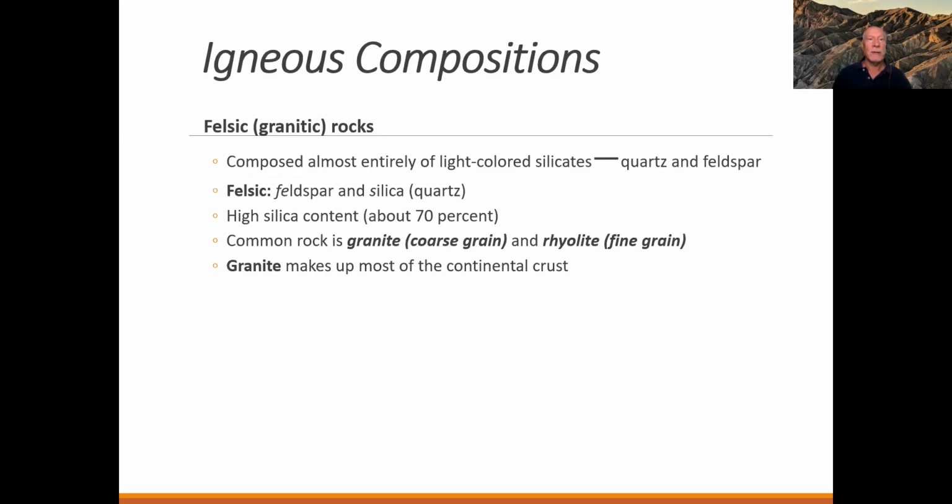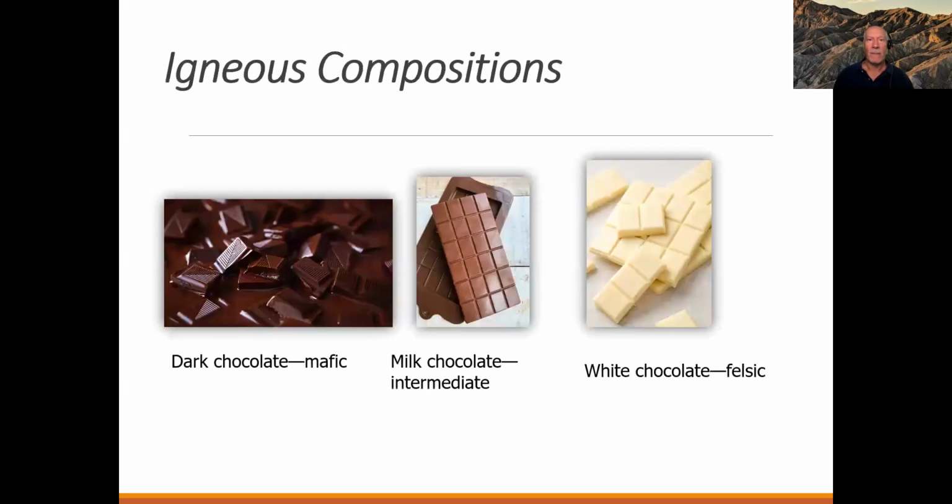So felsic rocks, again, have a high silica content, about 70%. Of the rock is made out of silicon dioxide. If it's coarse grain, we're going to call it granite. If it's fine grain, we're going to call it rhyolite. And granite constitutes the continental crust.